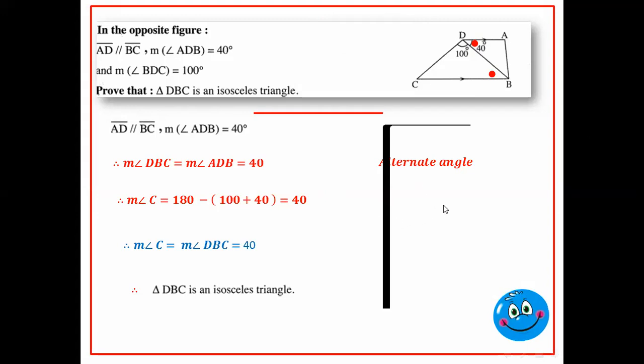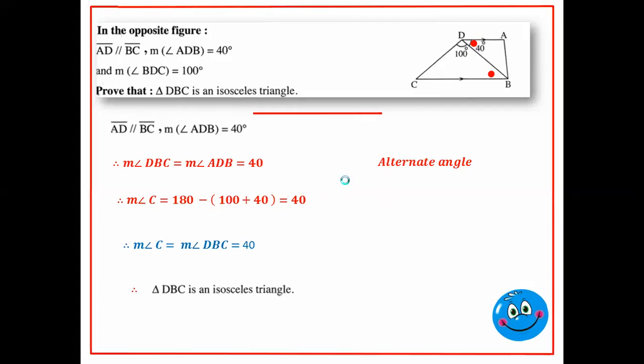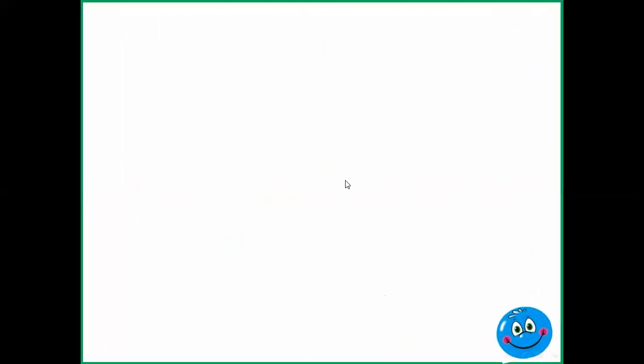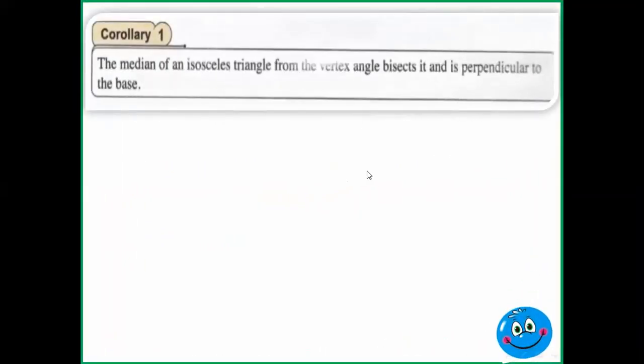Now let's move to the main topic: corollaries of the isosceles triangle. We have three important corollaries. You have to know corollary 1, corollary 2, corollary 3, and the statement of each corollary. Okay, focus with me.